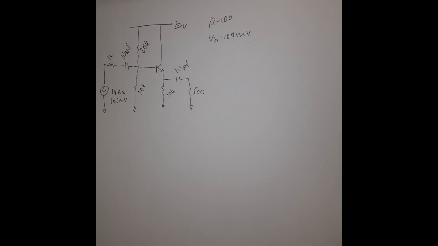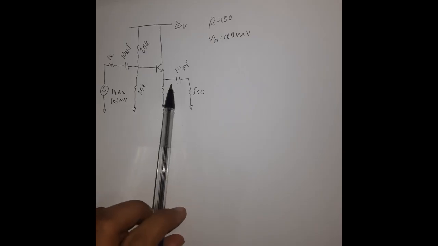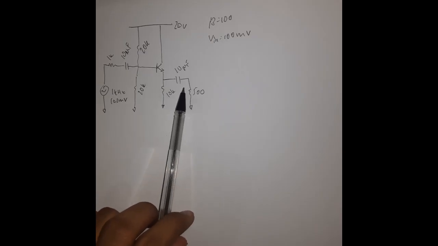Today we are going to solve a common collector amplifier circuit and simulate the circuit on a simulation software to validate the results. In a common collector amplifier circuit, the configuration is that we provide the input at the base and collect the output at the emitter side.